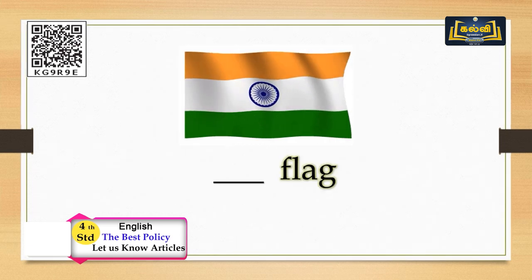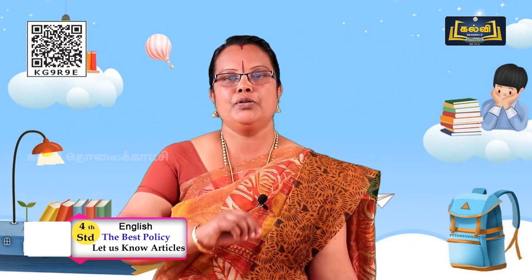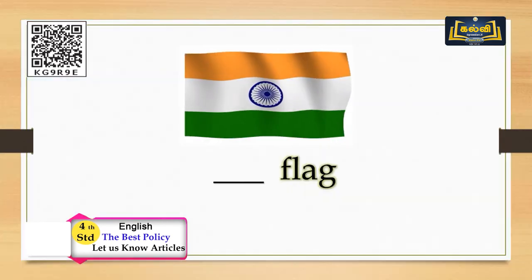What is this? All of you will answer this. Which article should you use before that word? Flag. F-L-A-G. See the spelling? By the spelling only, you can immediately use that article, because they won't cause much confusion at your primary level. So by seeing the spelling and the word, you can immediately use the article, A or an. That is a flag. Yes, you are right. Fine.